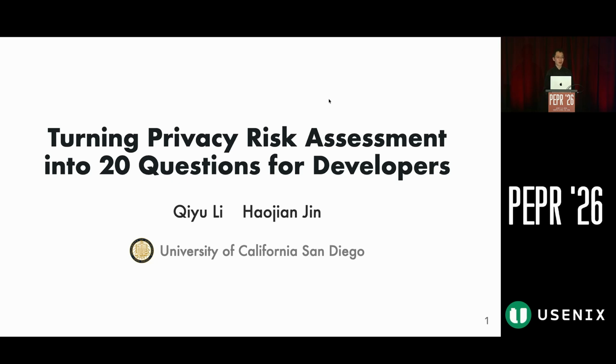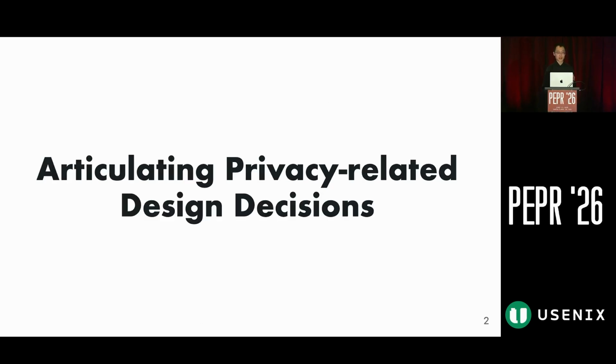Today I'll be talking about something I've been working on over the last 3 years: turning privacy risk assessment into 20 questions for developers. The central problem of this talk is how to articulate privacy-related design decisions. When developers are building software, they have no idea about the specific details they are designing, and they don't know what potential alternative options there might be.